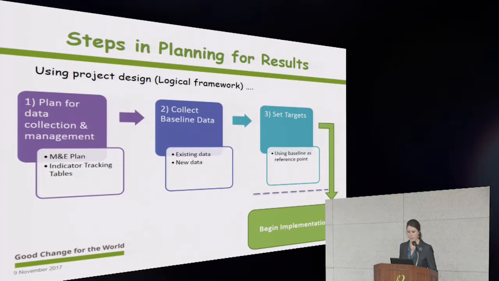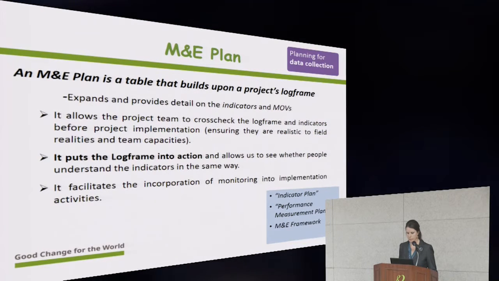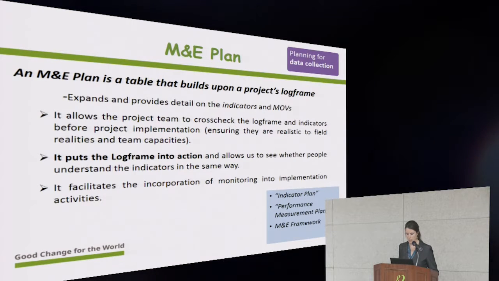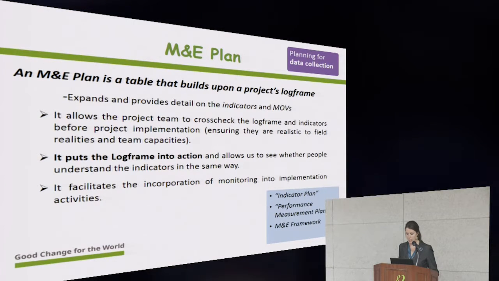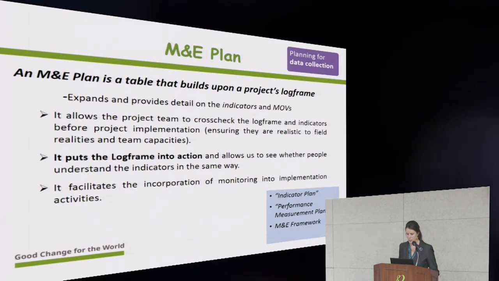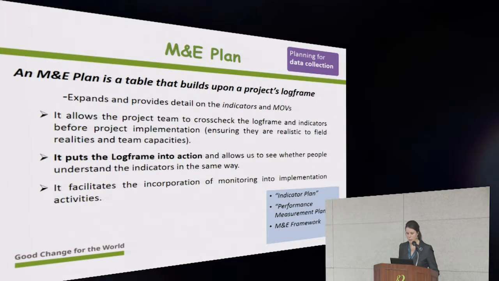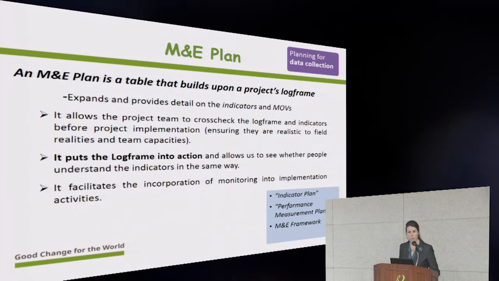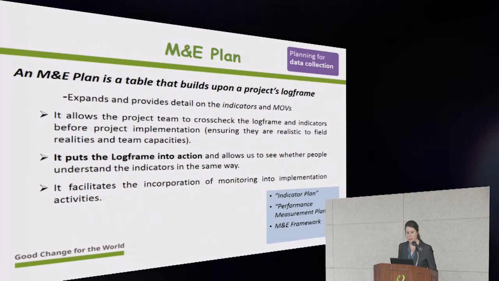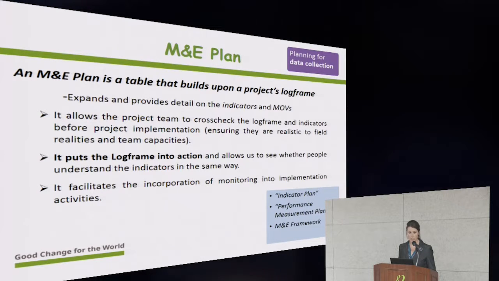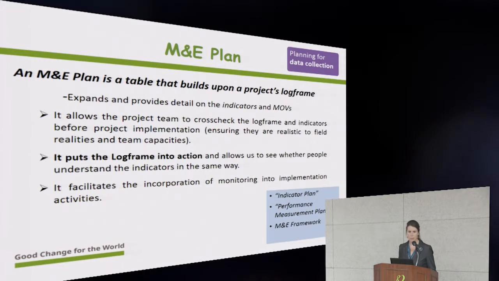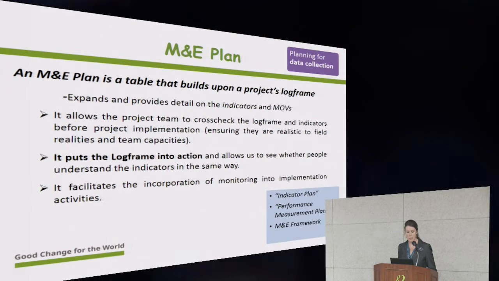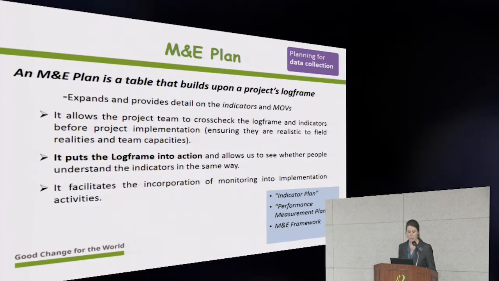So let's go through step by step. After we've designed our log frame and identified our objectives and indicators to measure the objectives, then we need to plan exactly how we'll collect our data. To help us plan, we'll use the M&E plan. The M&E plan is a table that builds upon the project's log frame. It expands on and provides more detail for the indicators and the MOVs, which are our sources. The M&E plan allows the project team to cross-check the log frame and the indicators before project implementation.